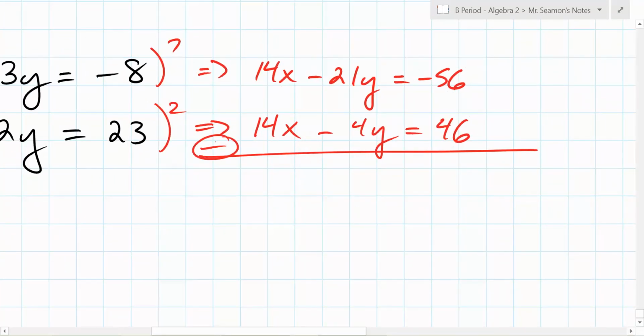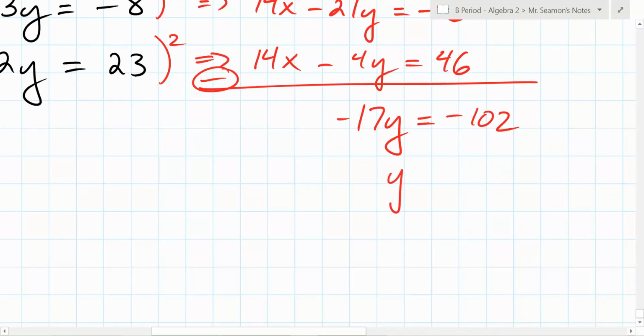Yeah, I did that. What's 14x minus 14x? 0. What's negative 21 minus negative 4? Negative 17y. And what's negative 56 minus 46? To isolate y, what do you need to do? Yes, and if you do that out, anybody get it? 6. Oh, yeah, that was a good one.